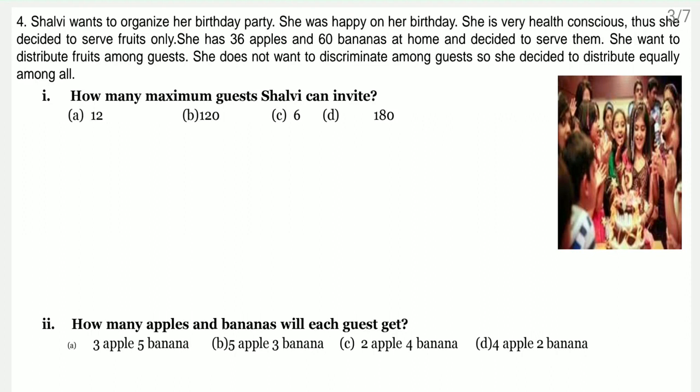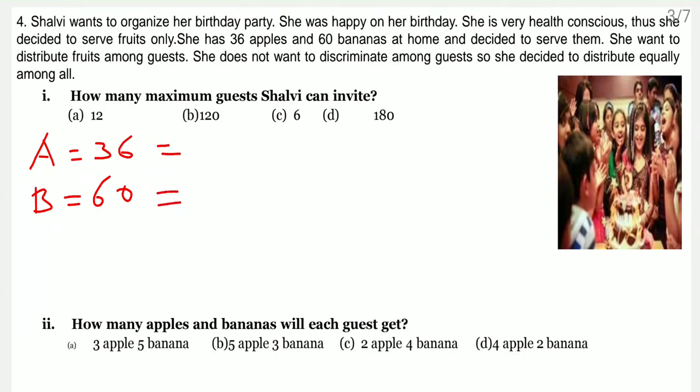See here. First, let me write down the given information. So, apples are 36. Then bananas, I'll write down B for banana. Bananas are 60. And she wants to distribute these fruits equally among the guests. Now, look at the first question. How many maximum guests can we invite? So, maximum number of guests they are saying.